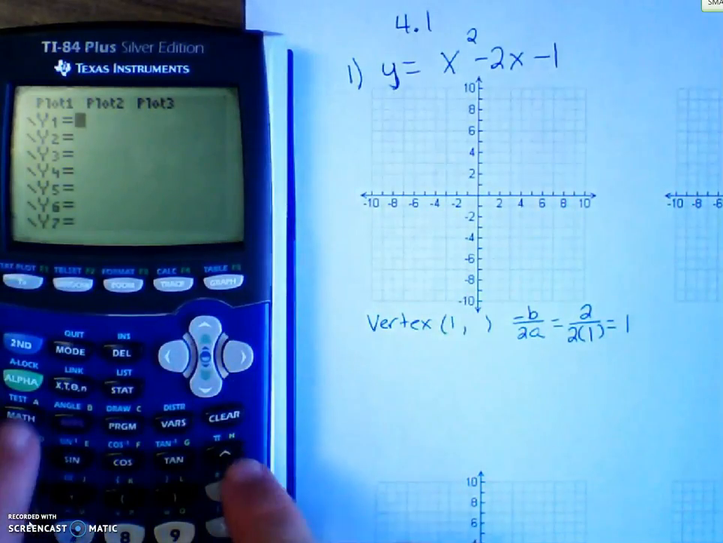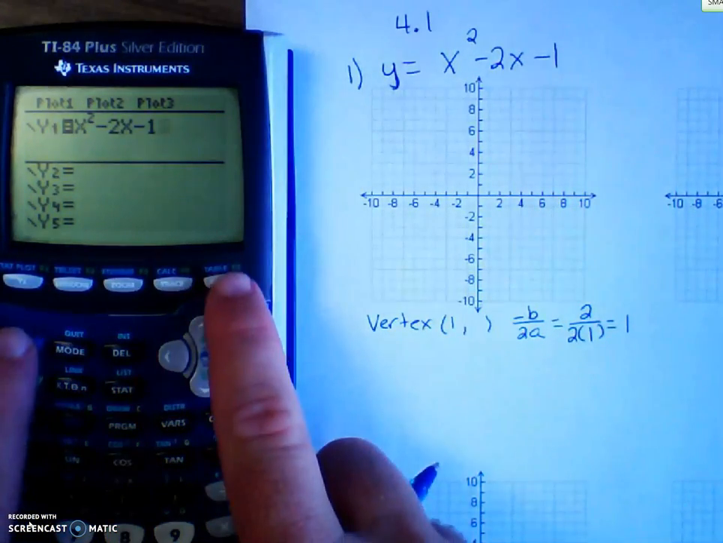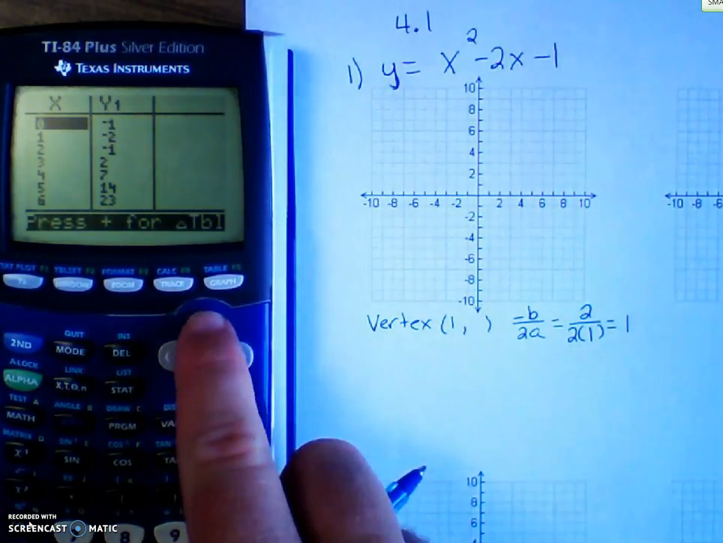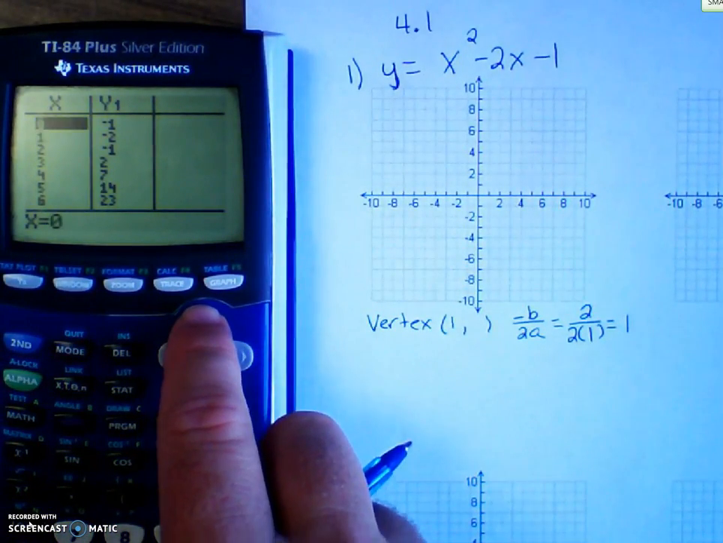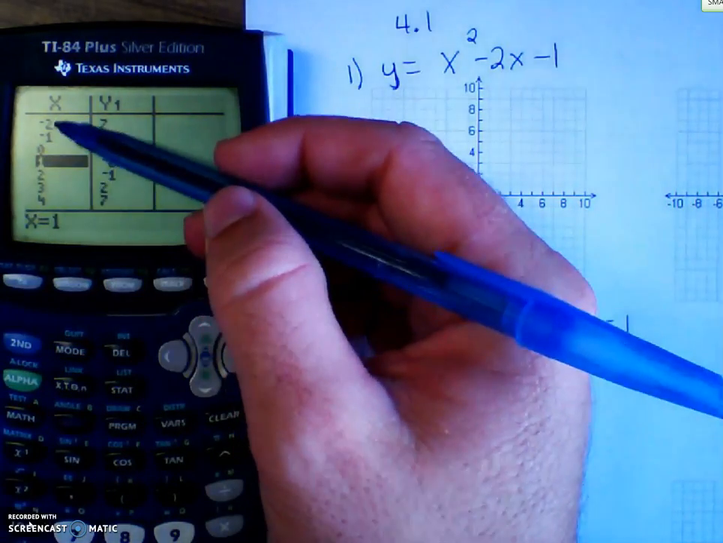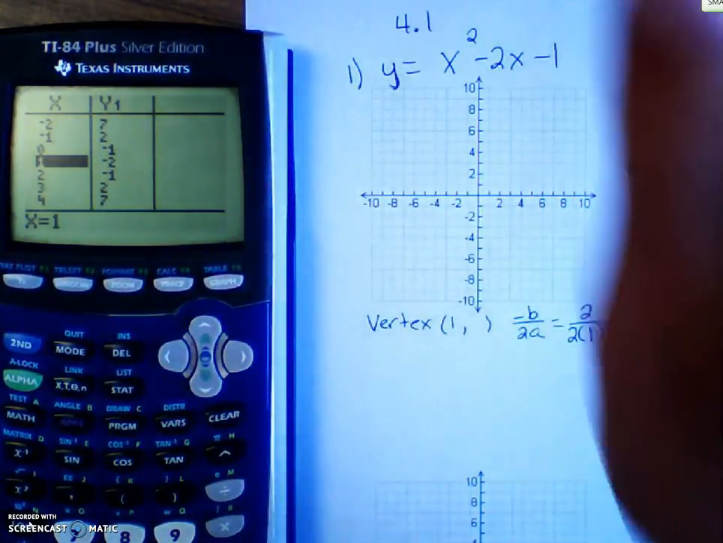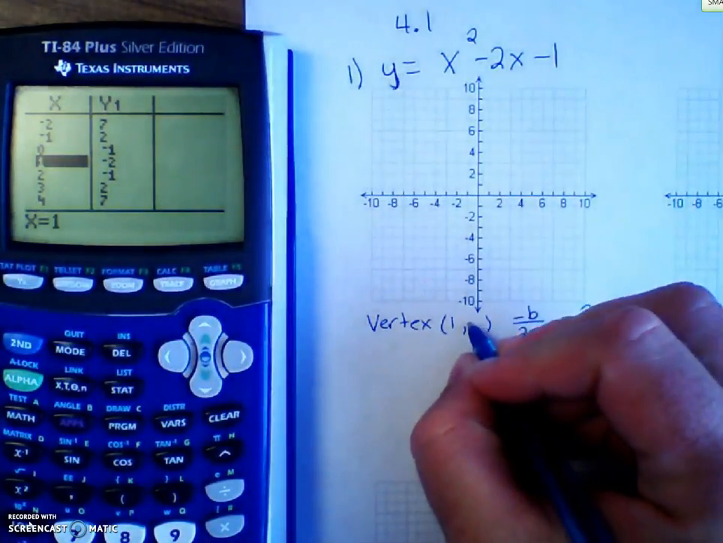The rest of it is typing this into the calculator and going to your table of values by hitting second graph and finding 1 in the x column, which is right here. And you want to scroll to where that 1 is right in the middle. You want 3 numbers above it, 3 numbers below it. And you can see that 1 is negative 2. So that is your vertex.